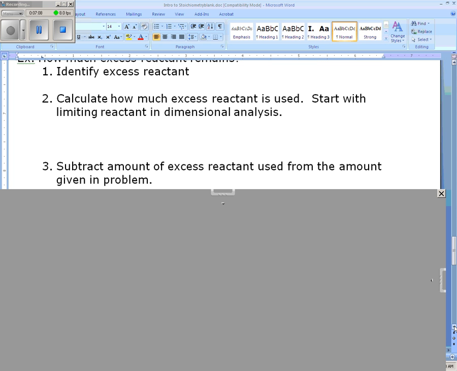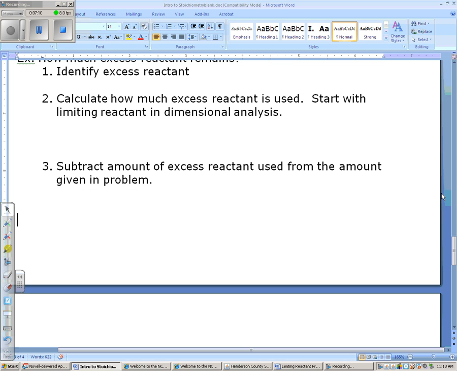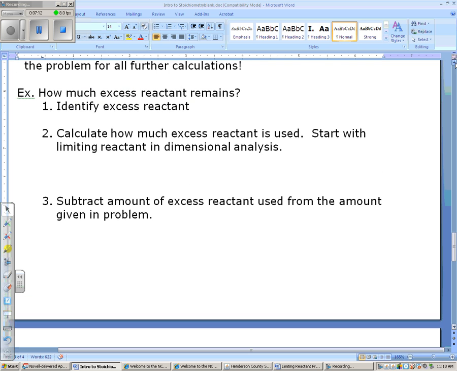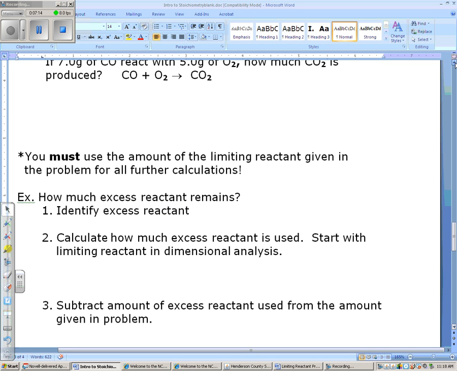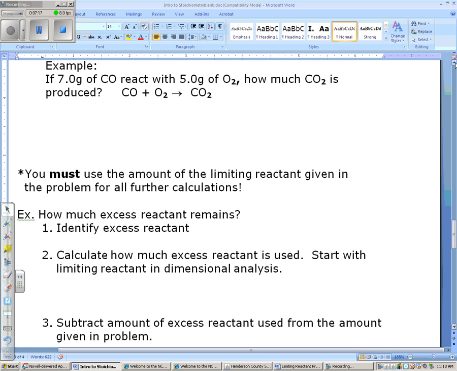So I'm going to work this problem here. Go ahead and go back up to this problem here. And I'm going to work with this equation and follow these steps. All right, in the previous problem, CO is my limiting reactant. So that means oxygen must be my excess reactant. I have 7 grams of this. I had 5 grams of this. I already know how much carbon dioxide I'm going to use.